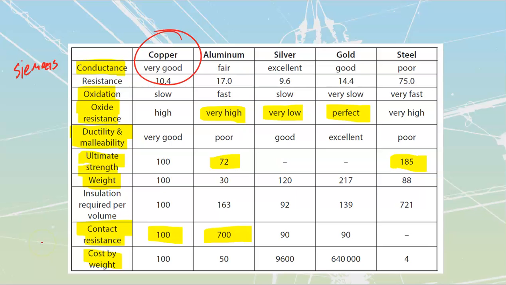Insulation required per volume. This is going to be just for the amount based upon a weight. It's not as much of a big thing that we look at inside of here, but it's going to deal with the amount of insulation. We see that aluminum requires a bit more insulation than copper would. Let's take a look at the first two columns because they deal with our two most common types of conductors.